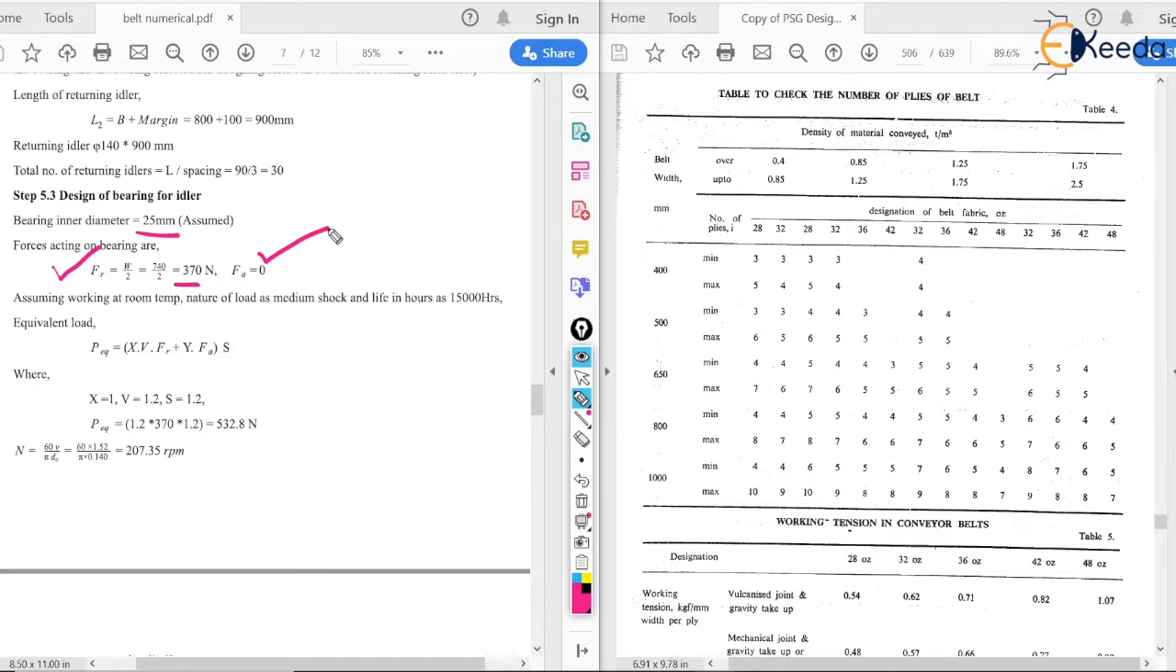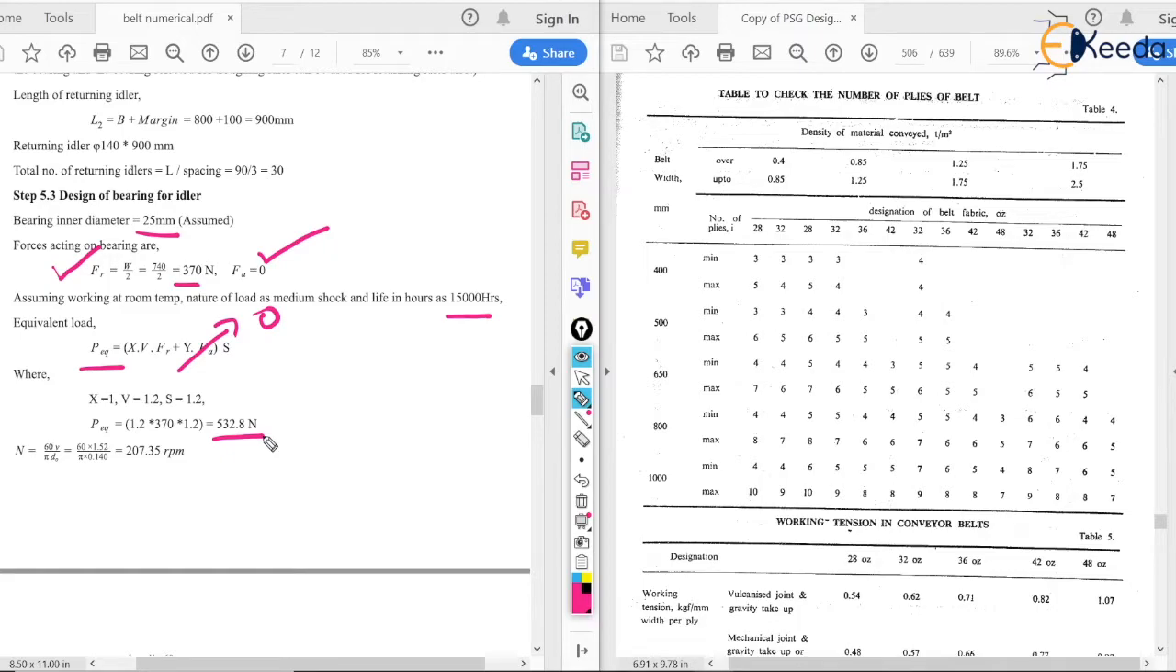Assuming working at room temperature, the nature of load as medium shock, and the life in hours as 15,000 hours, we are going to calculate, as usual, the equivalent load P. It is XVFR plus YFA into S. Here again FA is 0, so it will be only XVFR into S. We are going to take X as 1, V as 1.2, and S as 1.2. Then we calculate the equivalent load, which is 532.8 Newton.